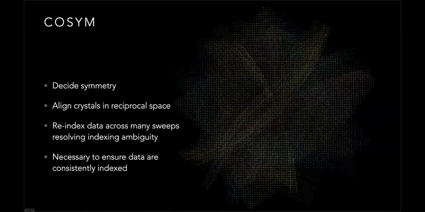And what this generally means is you can take multiple data sets that have been integrated separately, put them into cosym, and they pop out with the correct symmetry assigned and with the indexing ambiguity resolved, so that they're all indexed in a way which is consistent. So when you scale them together, they all match up.